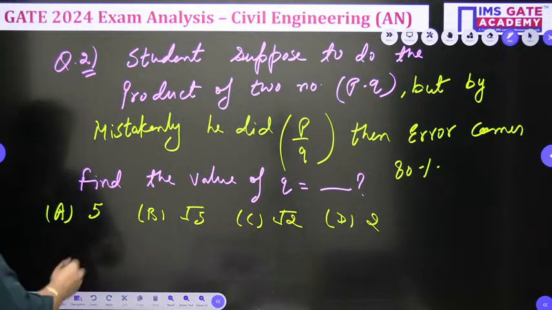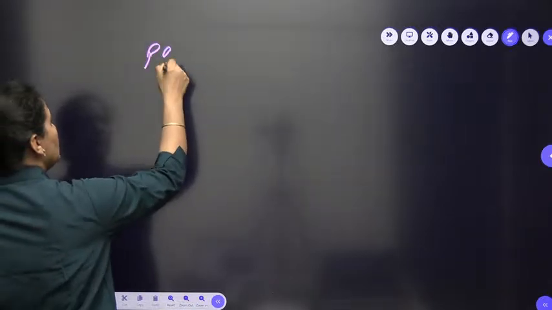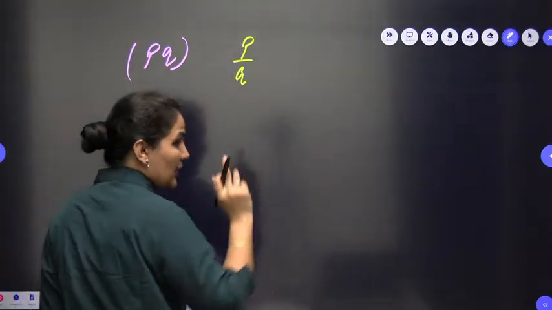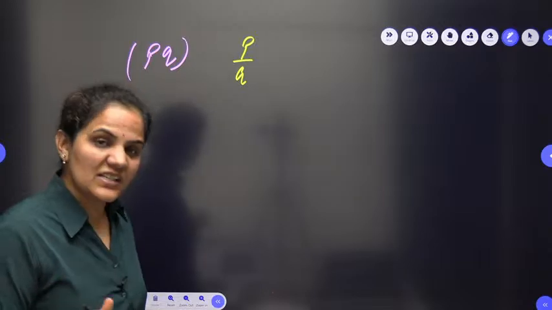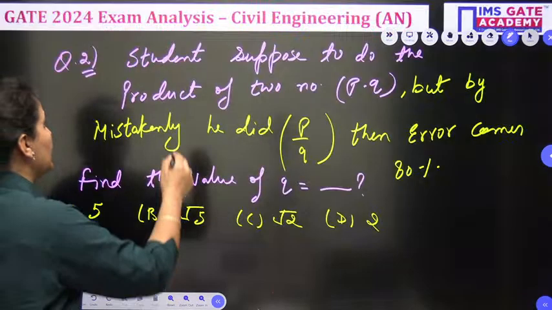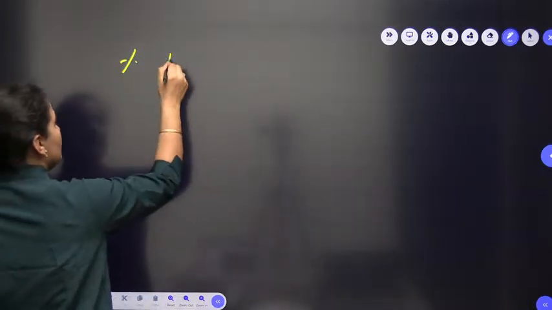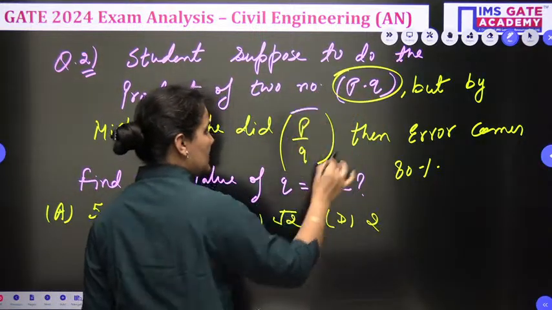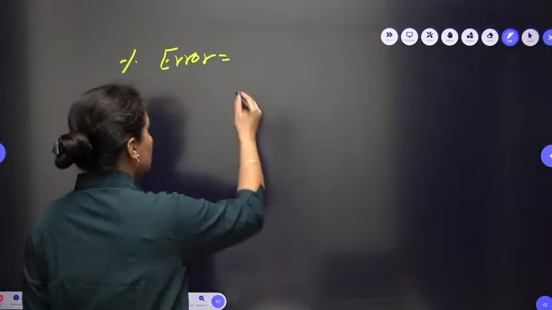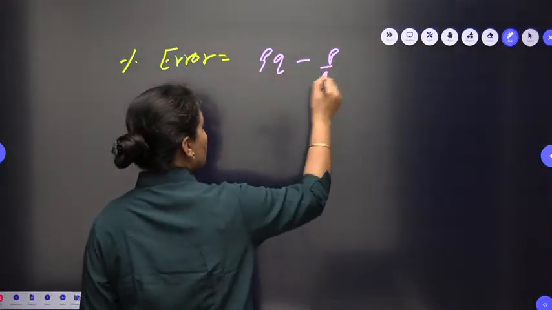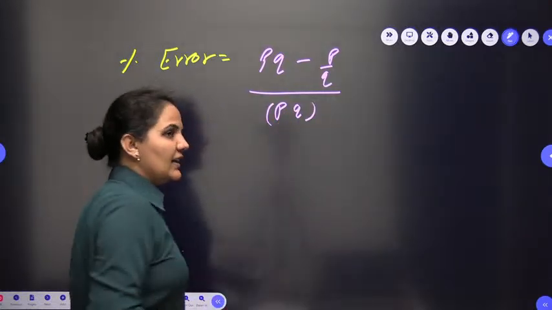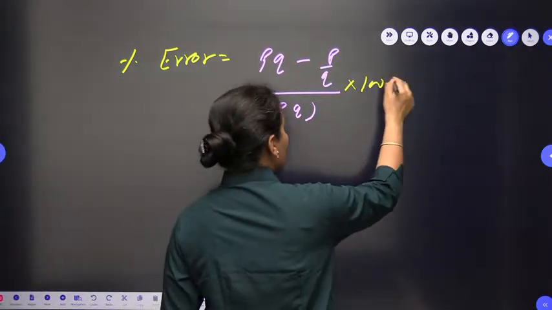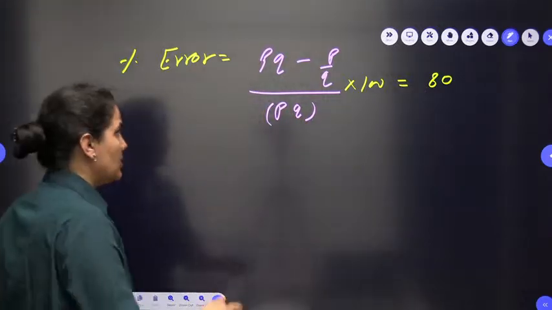So here very easily we can solve the question. What is given: you need to do P into Q, but you did P by Q. In this process the percentage error is given to us. The percentage error is the actual minus what you received, divided by the actual, multiplied by 100, and this percentage error is nothing but 80. So this is equal to 80.